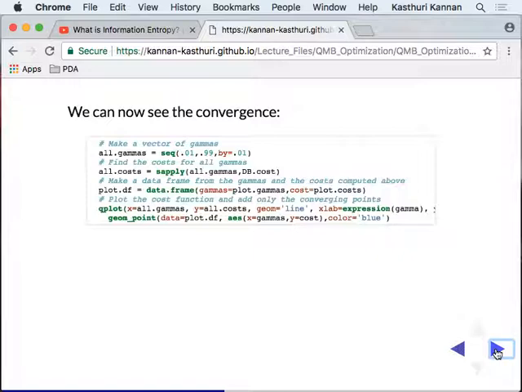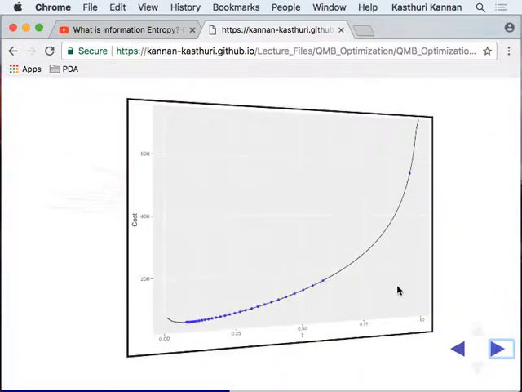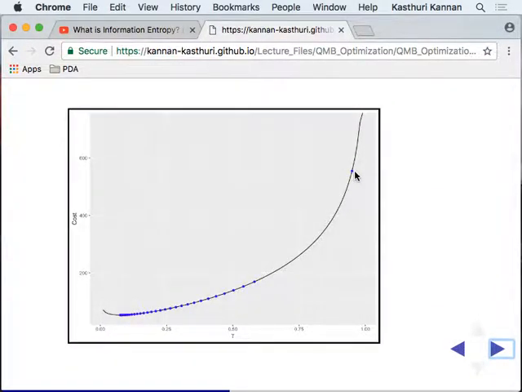Actually, we can now look at the convergence. So we try to plot how the gradient descent looks. It's the initial value here, 0.95. And the next value, it jumps here, and then it comes here, and then it goes here, and then it converges to this value. And after that, the cost increases. So it stops with that, okay?